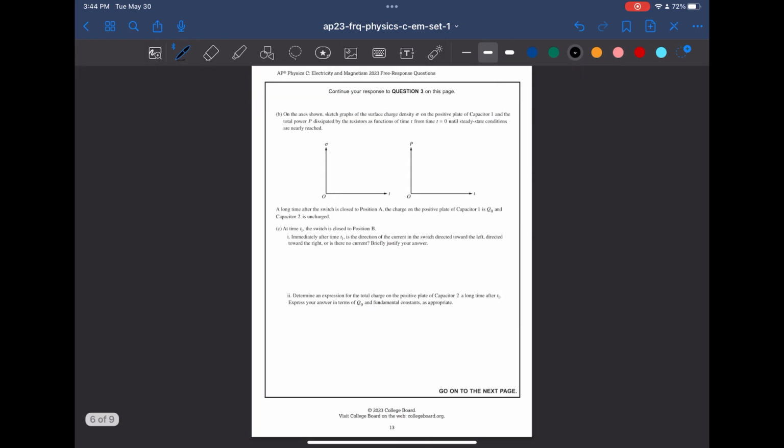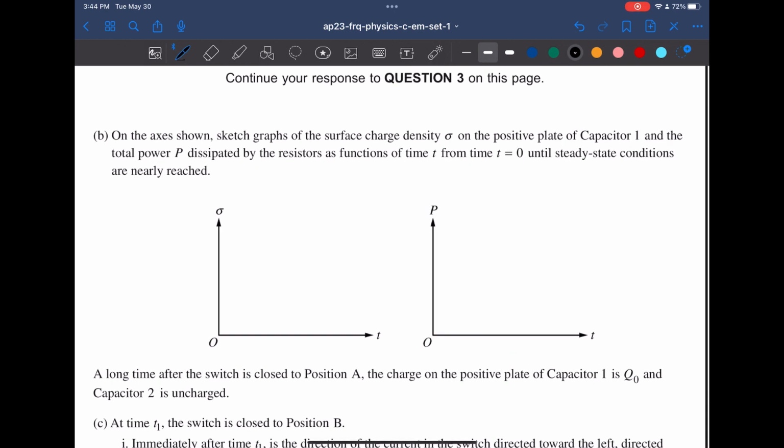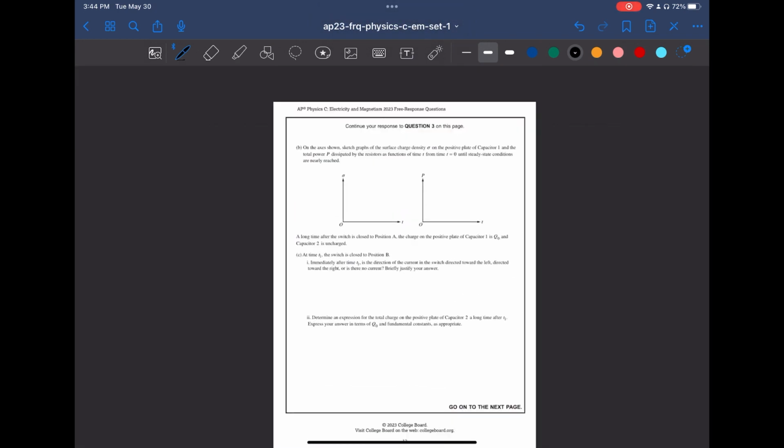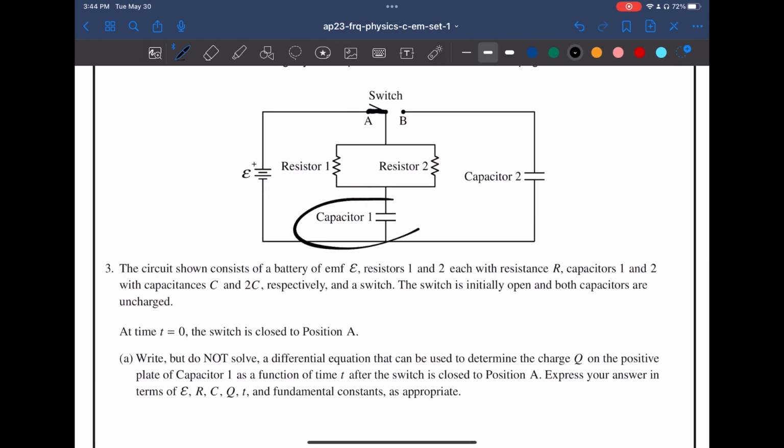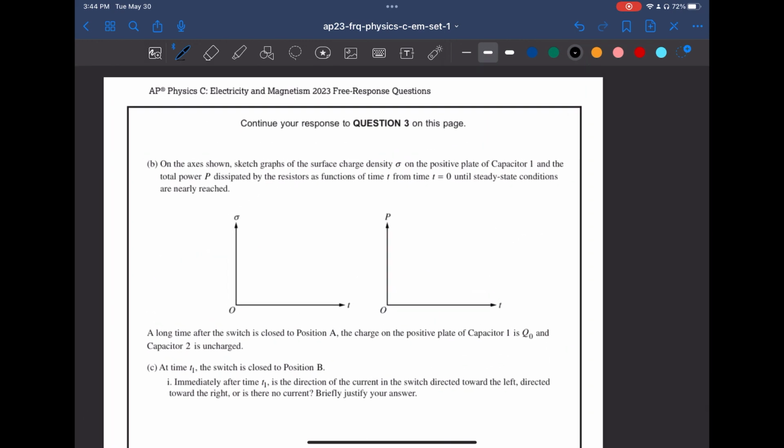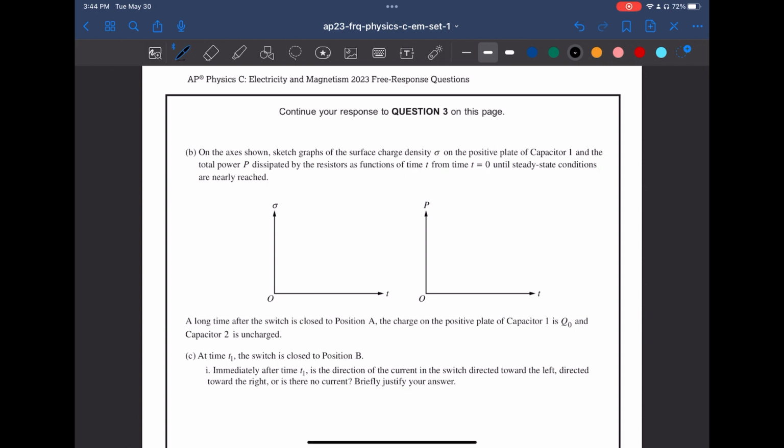So now that we've read question 3, let's read question 3b. On the axes shown, sketch graphs of the charge density on the positive plate of capacitor 1, okay? So we're talking about capacitor 1, and the total power dissipated by the resistors as a function of time from t equals 0 until steady state conditions are nearly reached. Okay, so to find the charge density of the capacitor, we need to think about what is happening as the charge is going through the circuit.